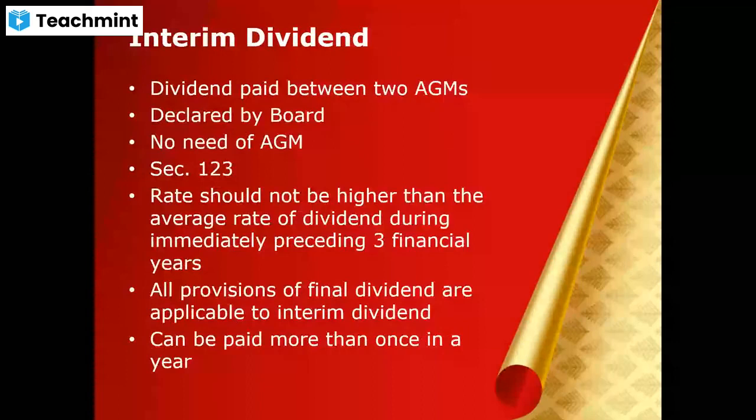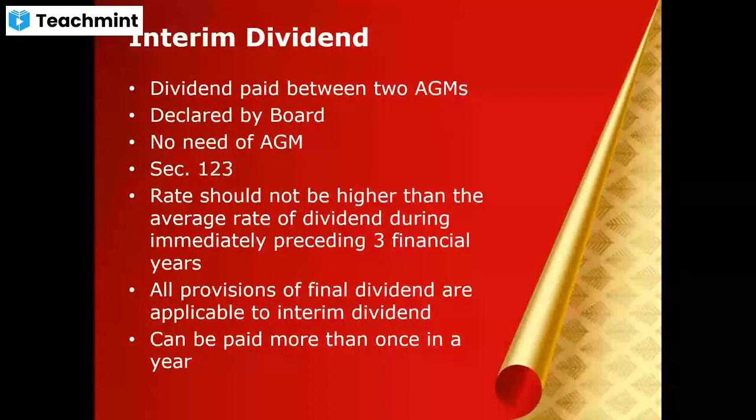Interim dividend. This dividend is the dividend paid between two AGMs. What is AGM? Annual General Meeting of the company. Interim dividend is also declared by the board of directors, and there is no need for an annual general meeting for declaration of such interim dividend. It is declared under section 123. This section is applicable for interim dividend.